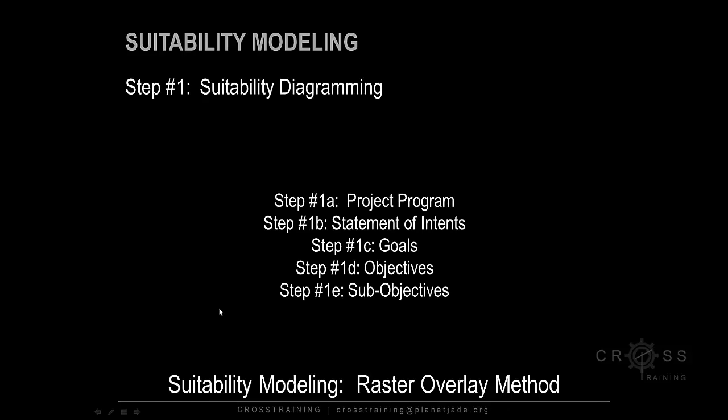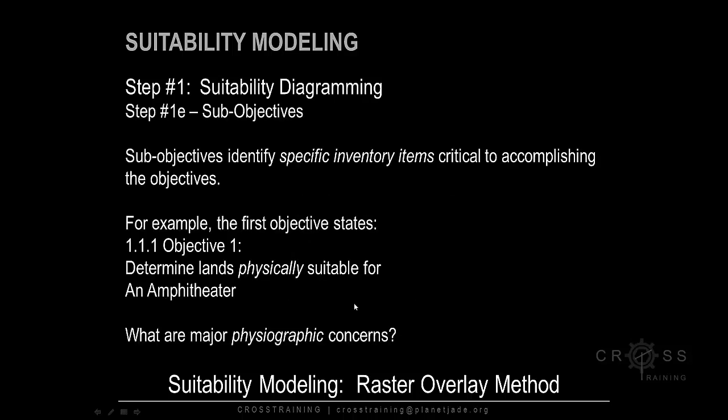The last sub-step we have now is step 1E, subobjectives. Subobjectives identify specific inventory items critical to accomplishing the objectives. So if you remember in the last one, we developed our objectives and we have determined lands physically suitable for an amphitheater. Now we're going to look at things that would make a piece of land physically suitable for an amphitheater. So what are our major physiographic concerns?